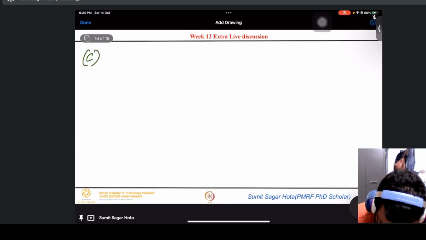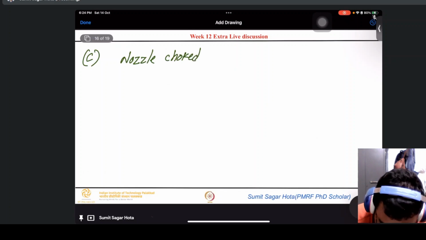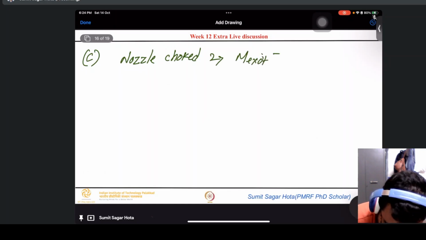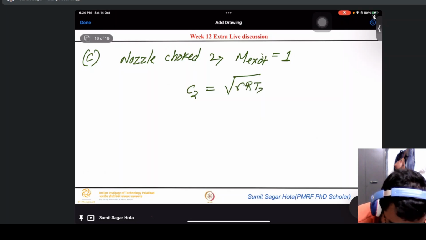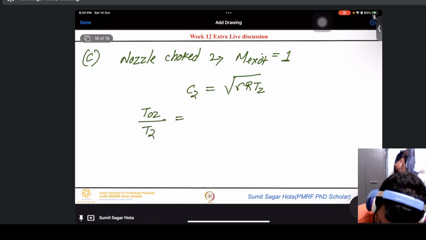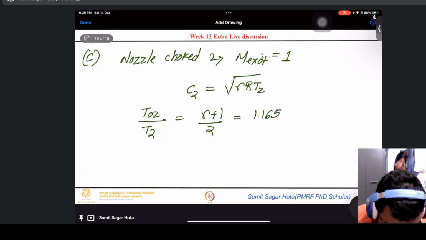So the nozzle is choked. Given nozzle is what? Choked. That means here exit Mach number equal to what? Unity. Okay, that means C2, sonic speed, is your square root of gamma R T2. So T02 by T2 is equal to what? Gamma plus 1 by 2 is equal to 1.165.